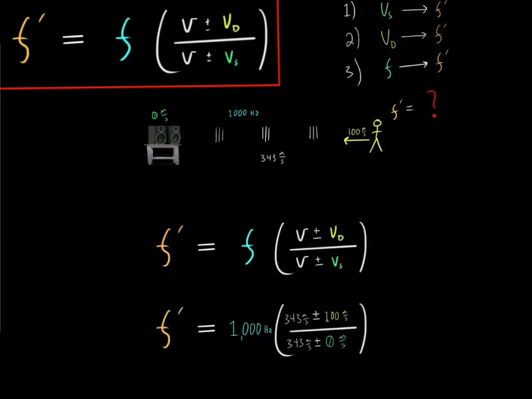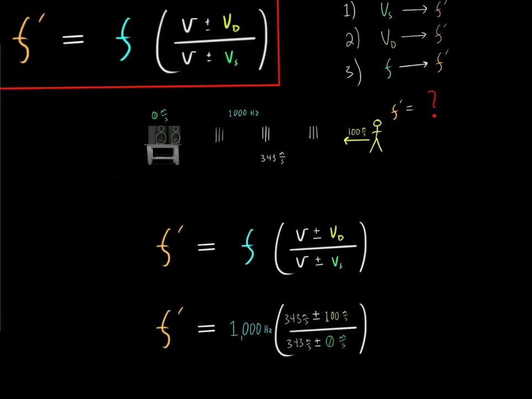Well, we just plug in all the values. Again, 1,000 hertz, we plug in here. 343 meters per second, we plug in both these values. We know 0 meters per second for the velocity of the source of sound. And we know 100 meters per second for the velocity of the detector, the guy detecting sound. So we plug in all those values and we're left with this.